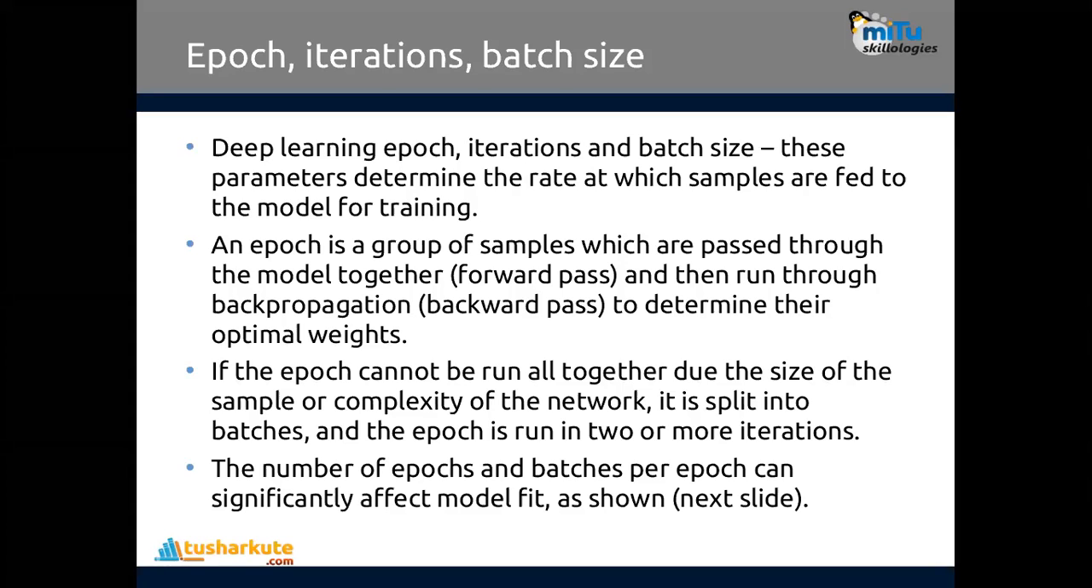If an epoch cannot run all together due to the size of the sample or complexity of the network, it is split into batches. Batch size is also one of the hyperparameters. So what should be the size of the batch? Then an epoch is run in two or more iterations. Two, three, four, five, any number of iterations can be given. So batches can also be split.